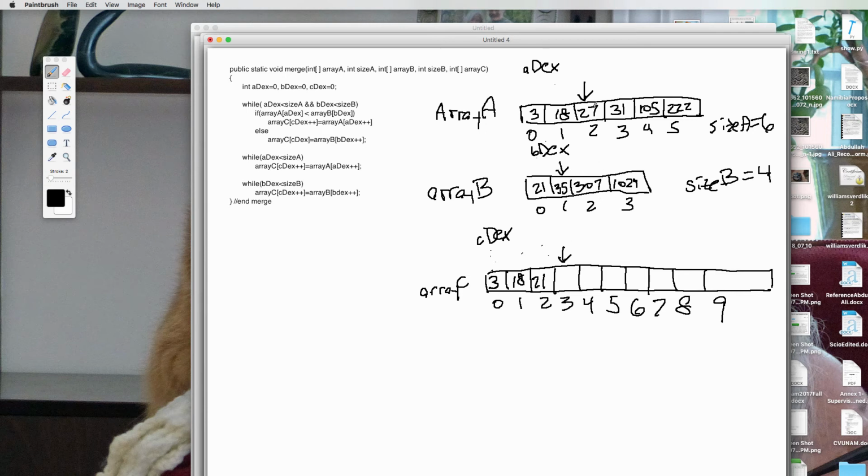So I am now in this situation here. And in this situation here, this one is less than that one. So I'm going to copy this one over to here. And that means I will advance this reference as well as this reference. Okay, in this situation here, we're going to be copying from array A. So I come over here, this is going to be a 31.